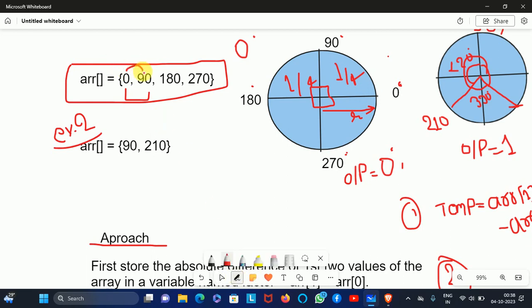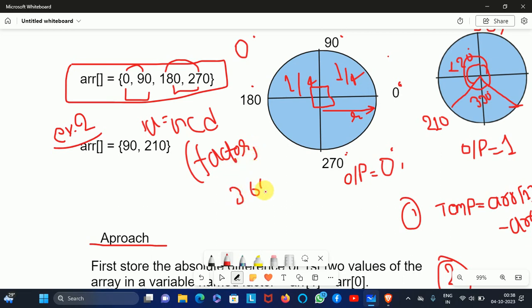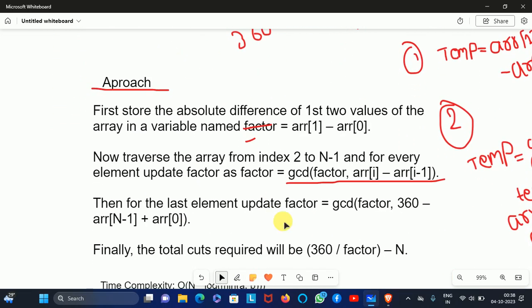So we first find the difference and store the value in factor, then update the factor as GCD of factor comma the difference between these two, and then in the third step again update the value of factor equal to GCD of the previous value of factor comma 360 minus the difference between array of n minus 1 minus array of 0. Same thing I have written here.